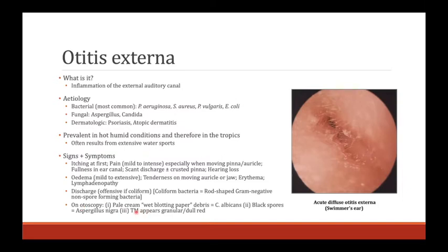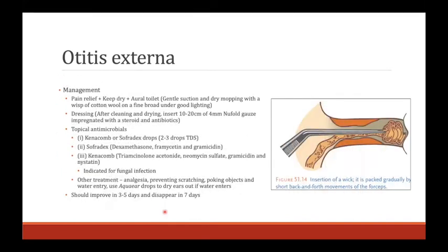The other thing to remember is that because of all of this associated inflammation on the external canal, you get a little bit of dull erythema on the tympanic membrane as well. So it does appear a little bit angry and inflamed, but not as bad as otitis media, which we'll talk about in a second. So management for this one, the main thing to remember is that it's primarily pain relief.